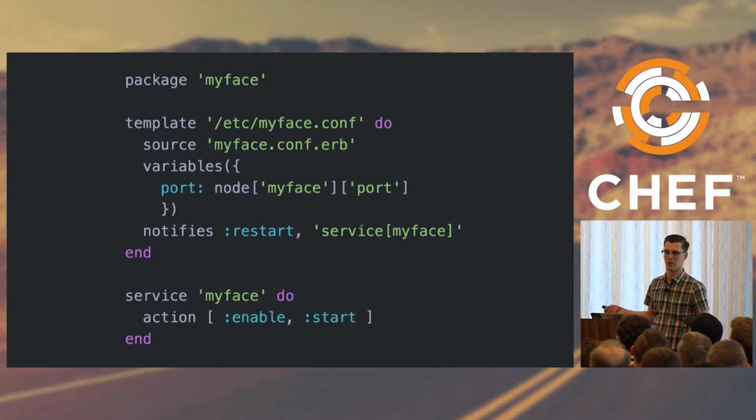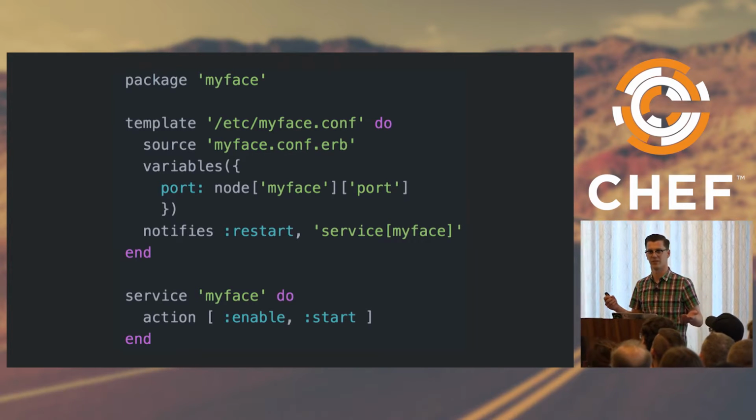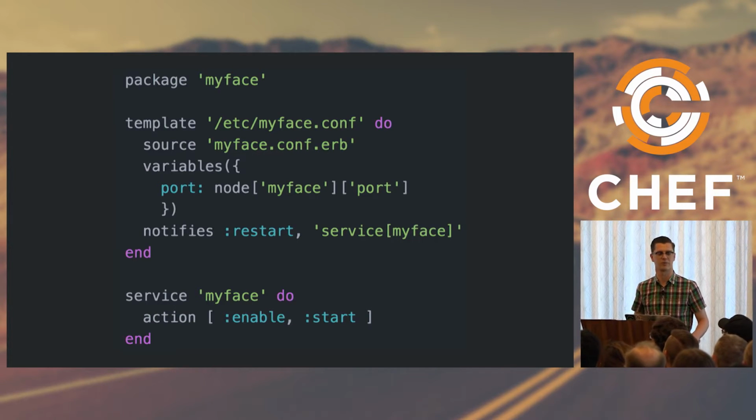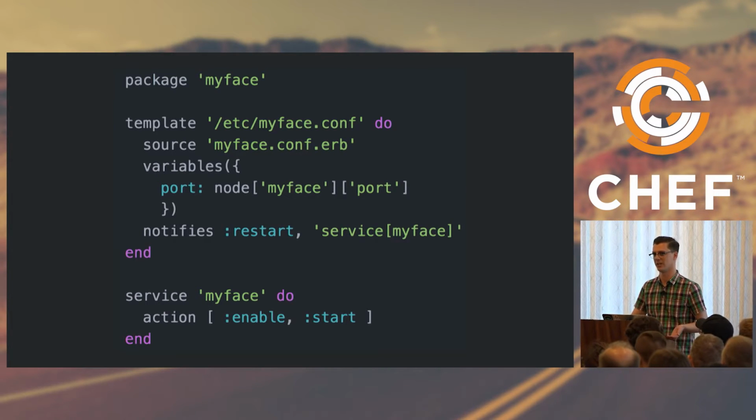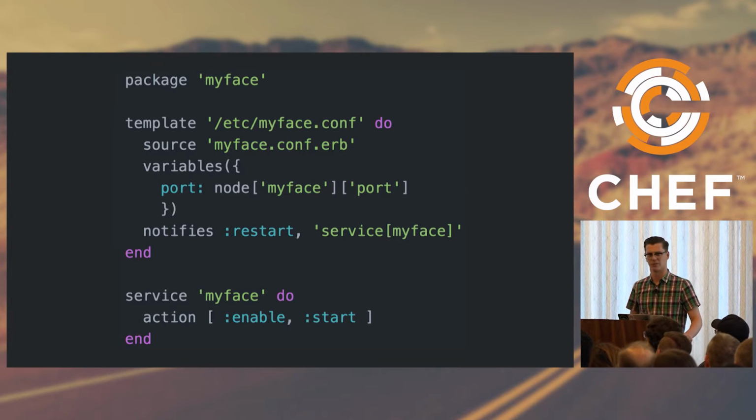It's this cookbook. We've all seen it either from our first day in the docs or our first day in training. We have a package of MyFace. We have a template for the MyFace config. And of course, the only thing we would ever need to tune on MyFace is the port. Why would you ever change anything else? And then we have a service. We manage the service, we enable it, and we start it.